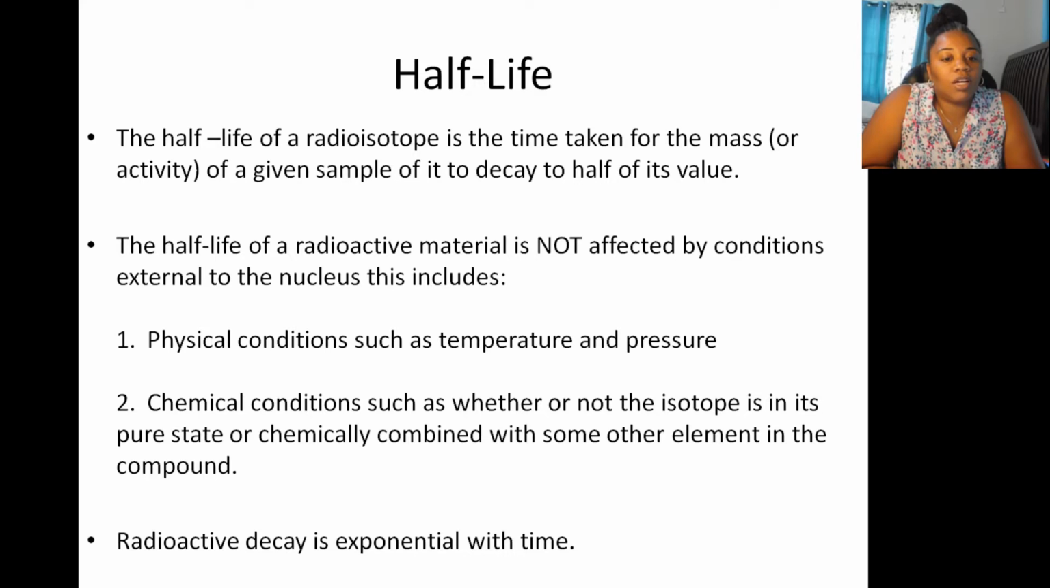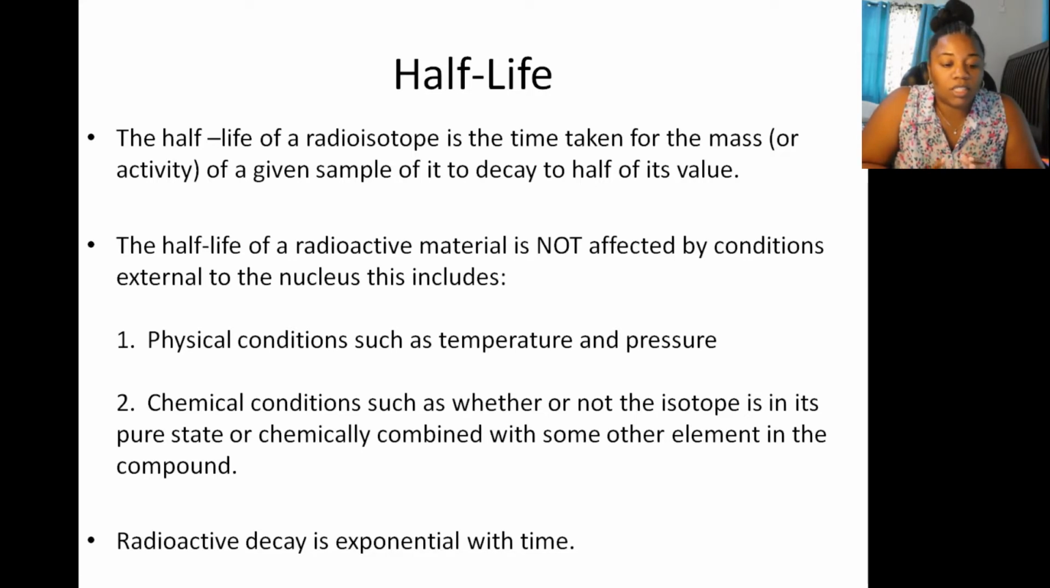The half-life of a radioisotope is the time taken for the mass or activity of a given sample of it to decay to half of its value. So say you had 100 carbon-14s, it would take 5,700 years to decrease to 50 carbon-14s. That's what it's saying. So the half-life of a radioactive material is not affected by conditions external to the nucleus. And this includes physical conditions such as temperature and pressure, chemical conditions such as whether or not the isotope is in its pure state or chemically combined with some other element in the compound.